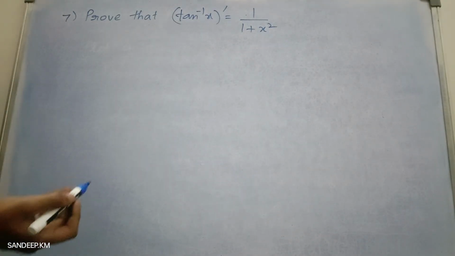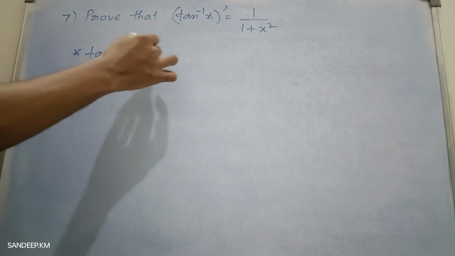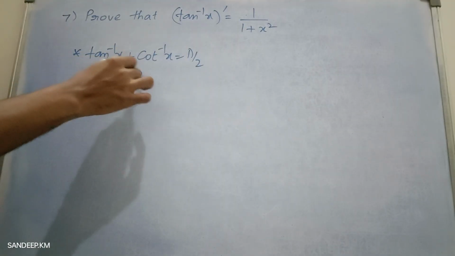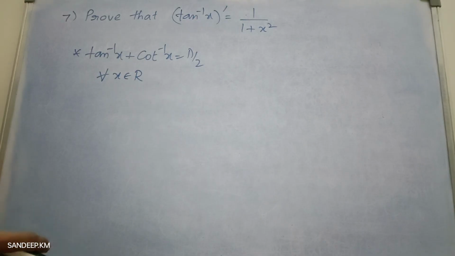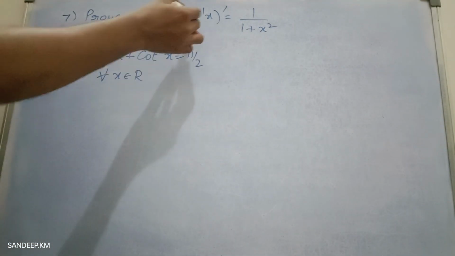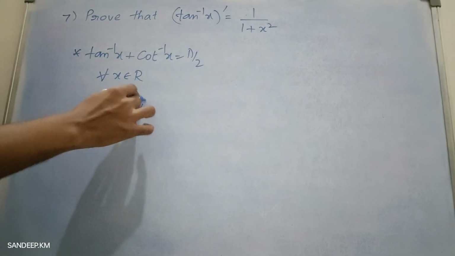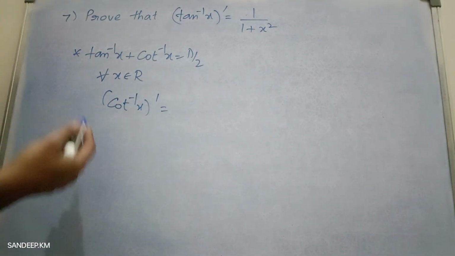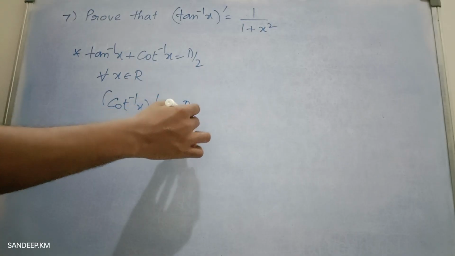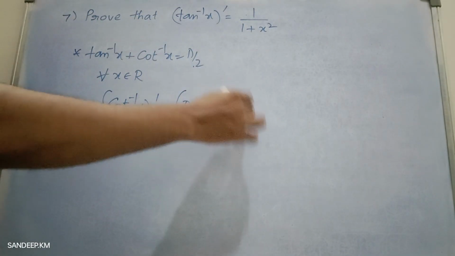So in inverse trigonometry, dear students, we know that tan inverse x plus cot inverse x is equal to pi by 2 for all x belongs to any real number. X can be any real number, no problem. Tan inverse x plus cot inverse x is pi by 2. So let me use this to find the derivative of cot inverse x. So from here cot inverse x is what? Pi by 2 minus tan inverse x, whole derivative.